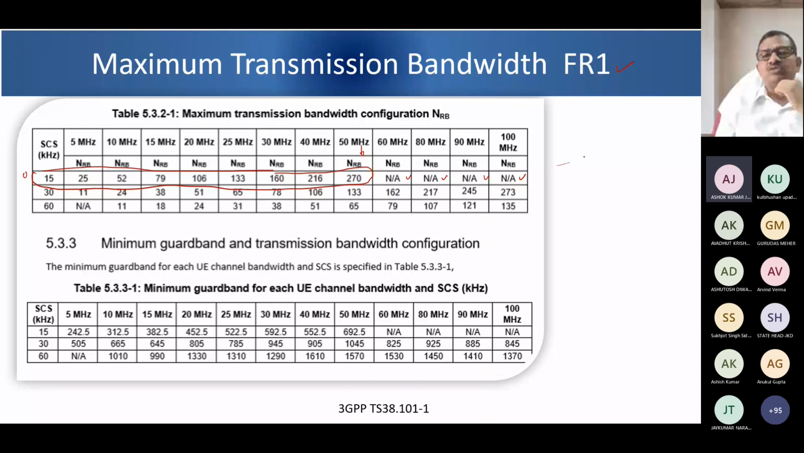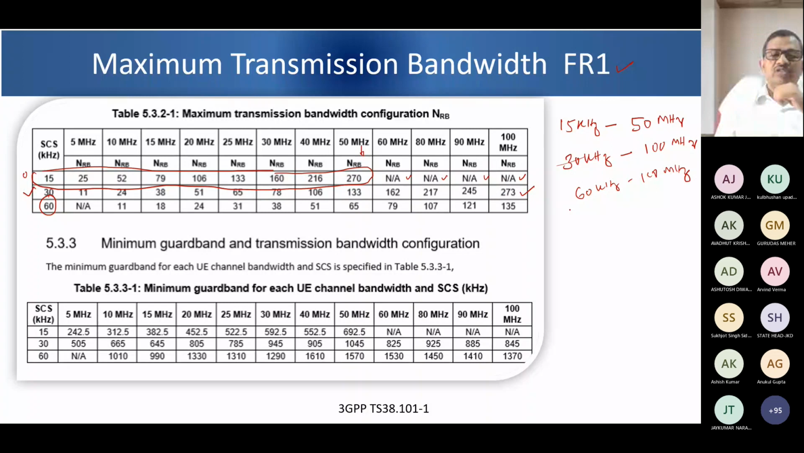So the summary is that for numerology 0, the maximum channel bandwidth permitted is 50 megahertz. Similarly, for 30 kilohertz, it goes up to 100 megahertz. If you have 30 kilohertz subcarrier spacing, you can go up to 100 megahertz. In FR1, 100 megahertz is the maximum. And for 60 also, you can go up to 100 megahertz. So that is the summary, 100 megahertz.